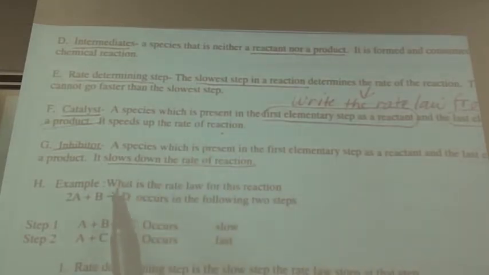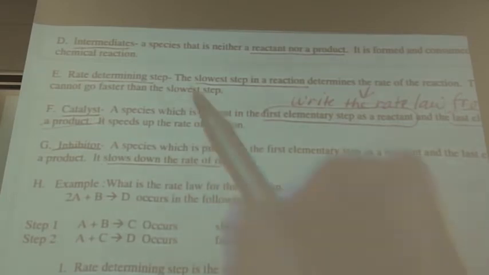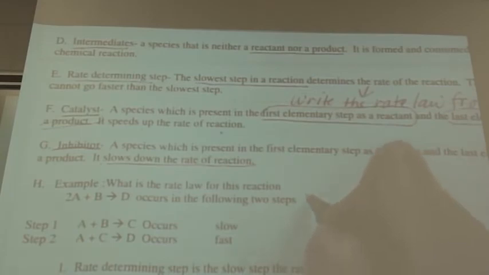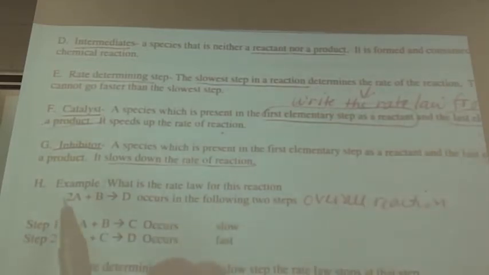Okay, here we go. Let's look at this small example, and we can go ahead and define some terms when we look at this. Okay, here is a reaction and this is the overall reaction. Write that down. The overall reaction. 2A plus B yields D.